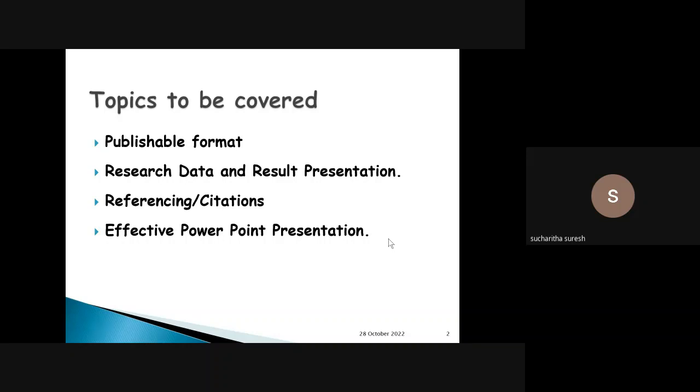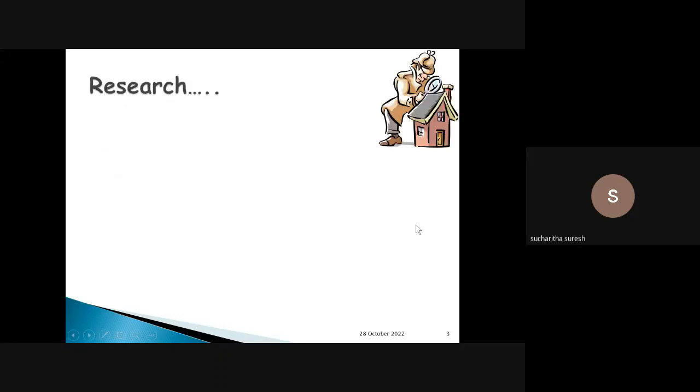So the topics in this particular session will cover a publishable format of our research work, research data and result presentation, and referencing and citation. I am not going much into referencing and citation because there is an exclusive session for that. Then effective PowerPoint presentation. All right, these are the points let us consider.